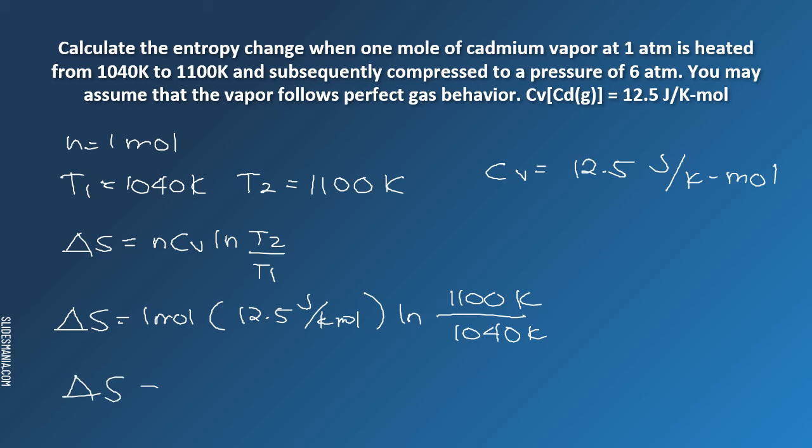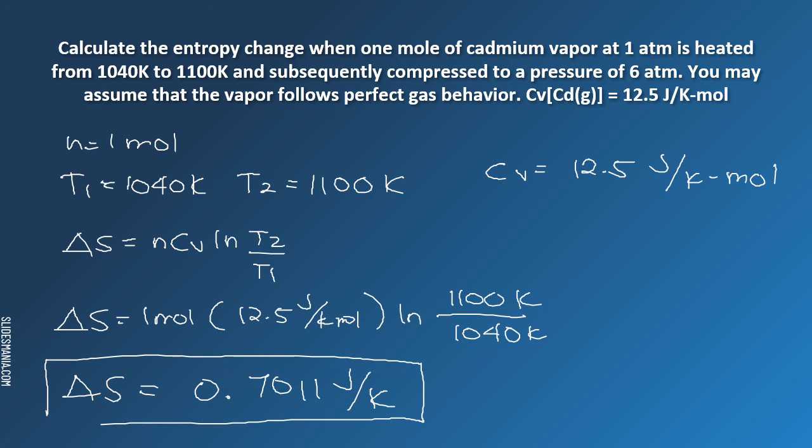So what is our delta S? Delta S is 12.5 times 1 times ln of 1100 divided by 1040. So delta S is equal to 0.1011 joules per Kelvin.